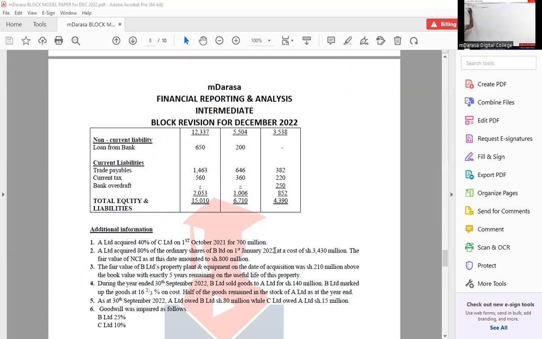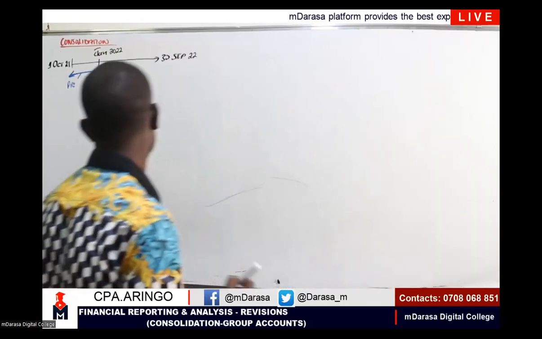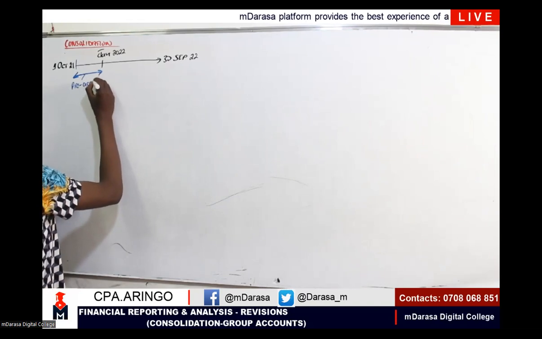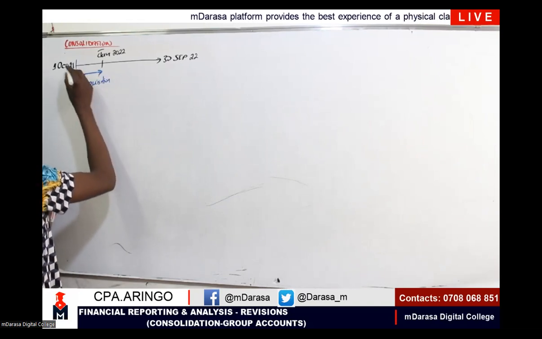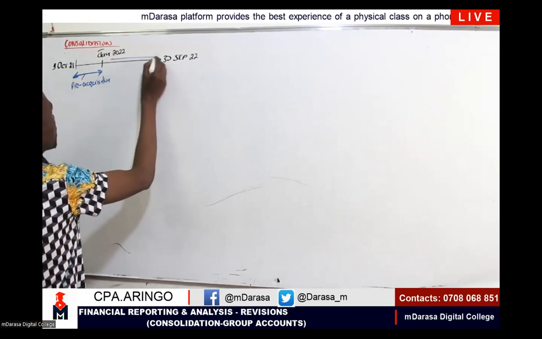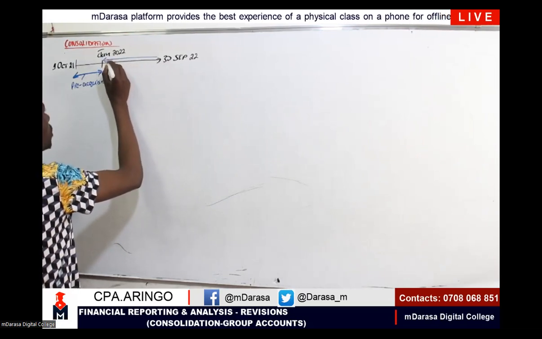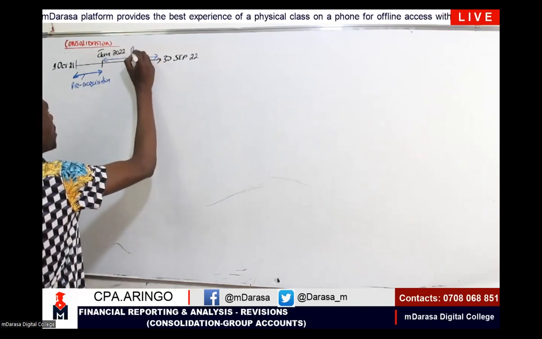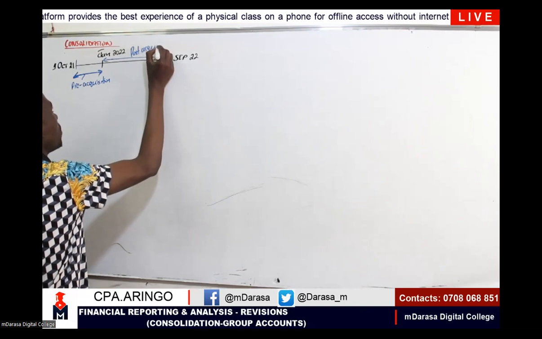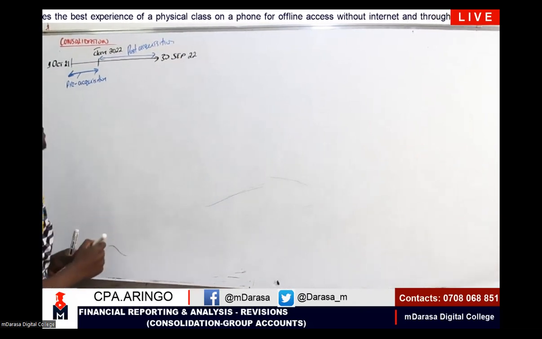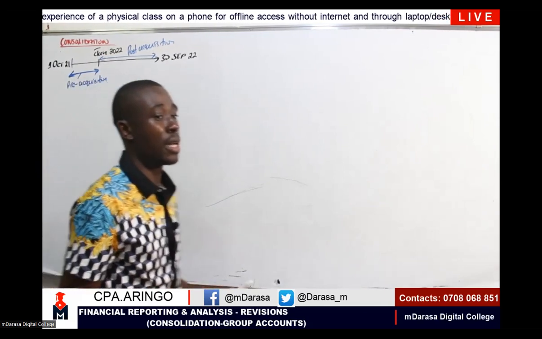Before acquisition, this is basically our pre-acquisition. So my pre-acquisition period is between October and January. And the rest, from January to September, is post-acquisition. Once we are able to identify these, this will guide us, and it will be very important for us to have in order to work it out.